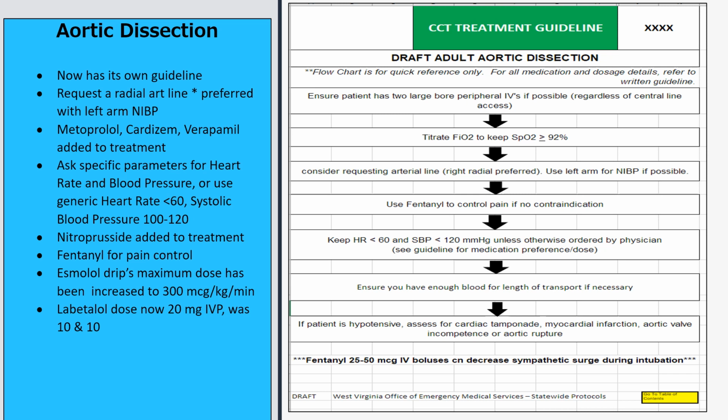Nitroprusside has been added to the treatment. Fentanyl is recommended for pain control. Esmolol drip's maximum dose has been increased to 300 mics per kilo per minute, and labetalol doses are now 20 milligrams IV push, and they used to be 10 and 10.